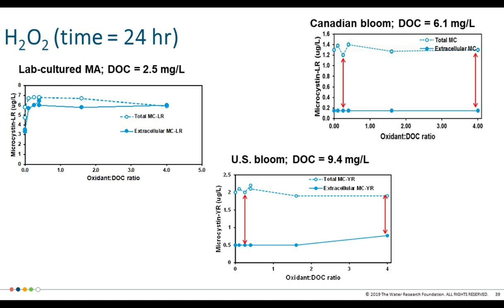But when you look at the Canadian bloom or the American bloom, the US bloom, we can see that the ratio between the total and extracellular toxins didn't change at all. So the cells were not damaged enough to release all their toxins, and because the total stayed, in both cases of the Canadian and the US bloom, they stayed very horizontal lines, it means that there was no reduction at all in the total amount of toxins that we had. This is again within that 24-hour contact we have.